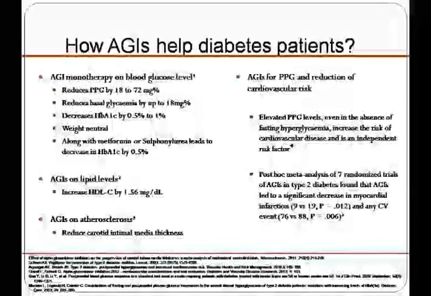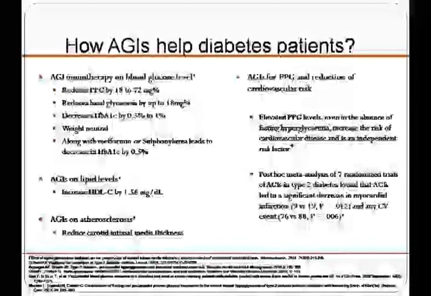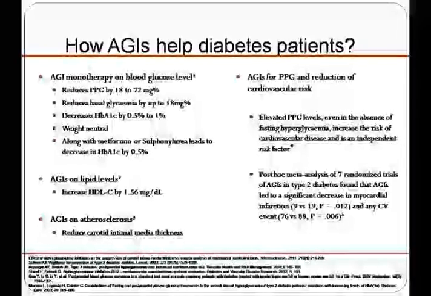How do AGIs help diabetic patients? I think it's a known thing that they reduce postprandial glucose. That's their entire profile. They are weight neutral. They've been found to decrease A1C significantly. On the lipid front, they increase HDL. They decrease atherosclerosis, and there is evidence showing their benefits in decreasing atheromas and cardiovascular conditions.